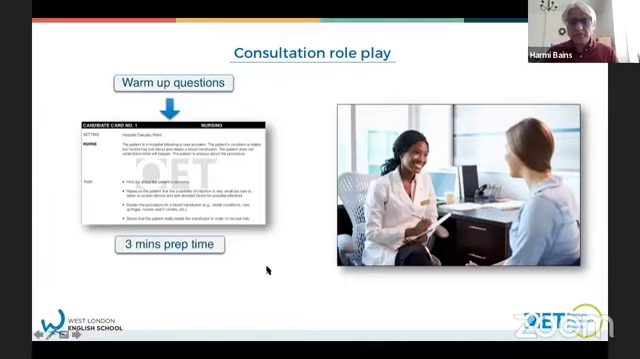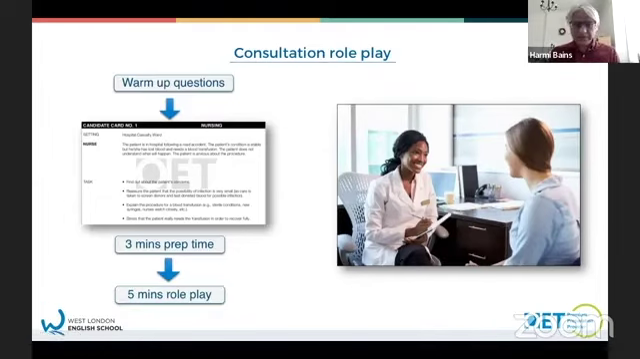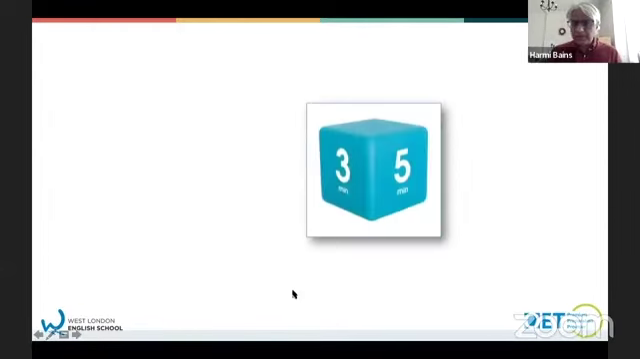After your 3 minutes prep time, you then do the role play. The role play is 5 minutes long. You then return your card, you get given a second card, and you do the whole thing again. So you do 2 role plays, and the whole thing will take you about 20, 25 minutes, maybe half an hour. So that's really the format of the speaking subtest.